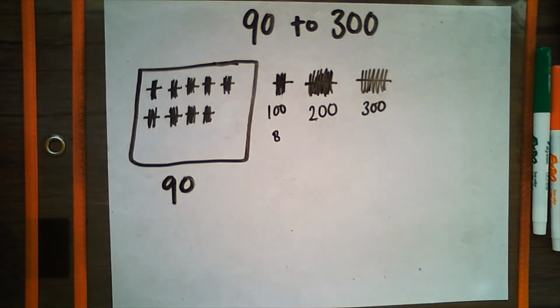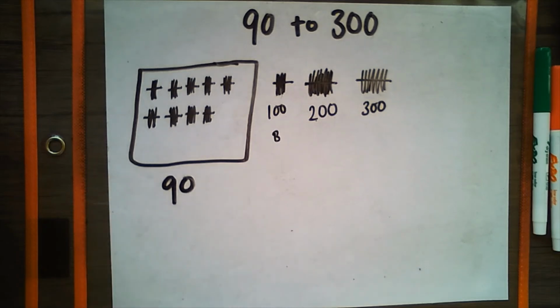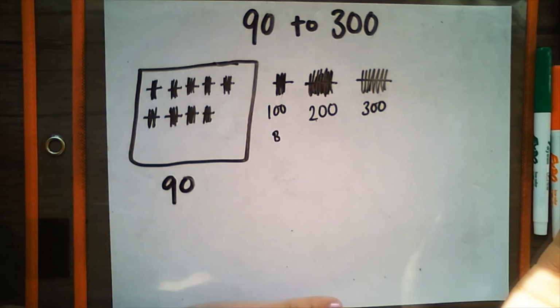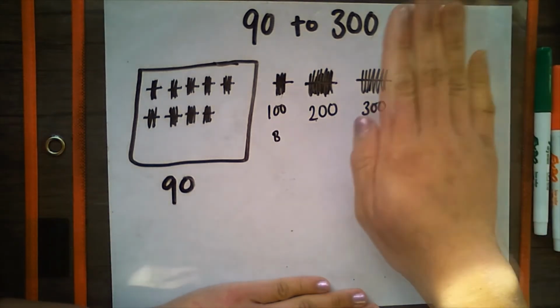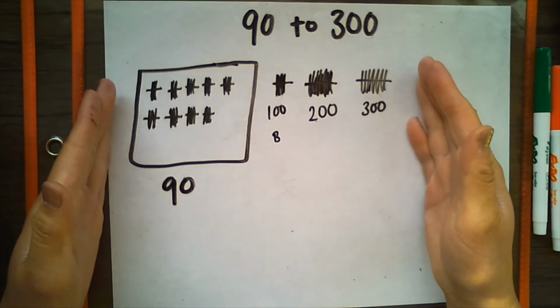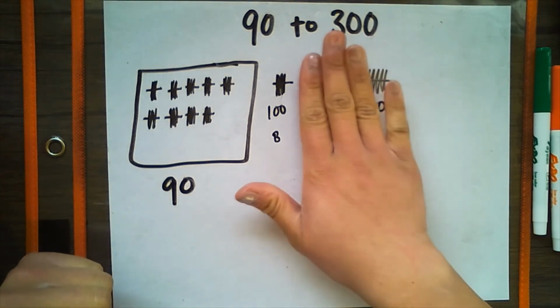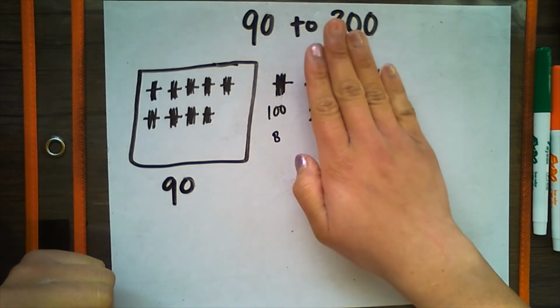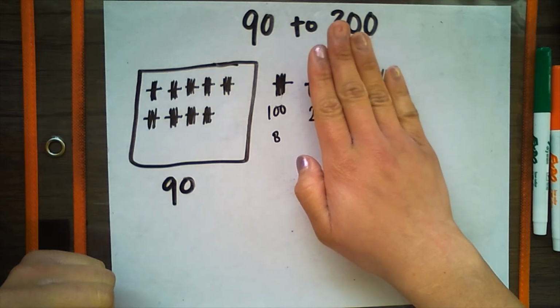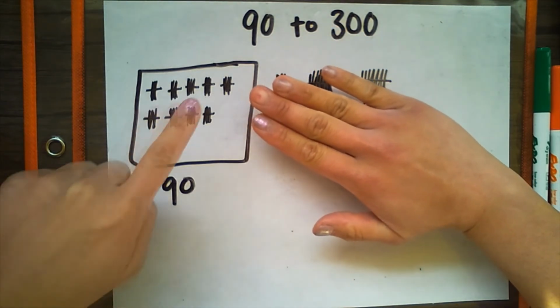Perfect. Now I'm going to cover them up because we're going to practice counting down our bundles from 300 back down to 90, okay? Ready? 300, 200, 100, 90.